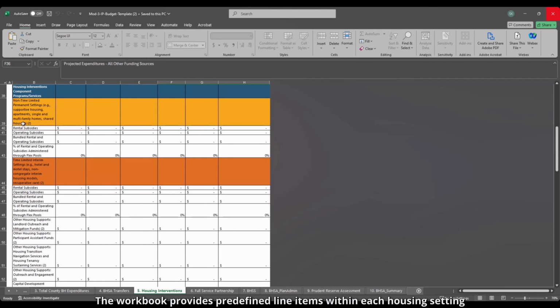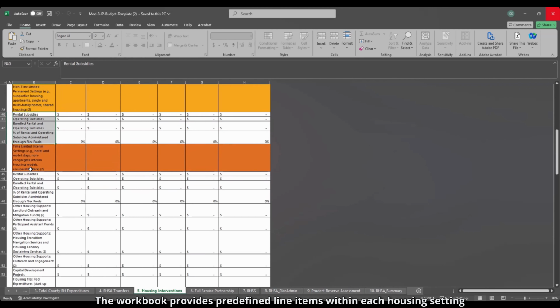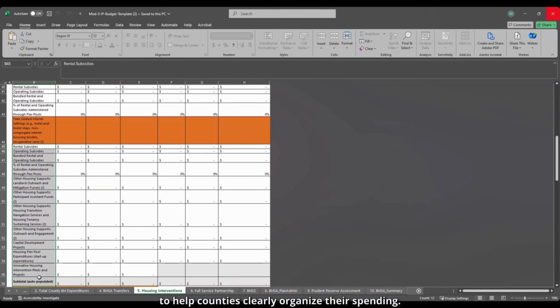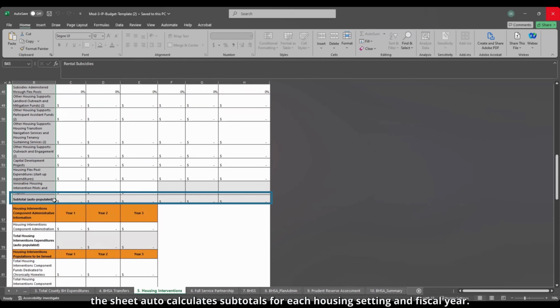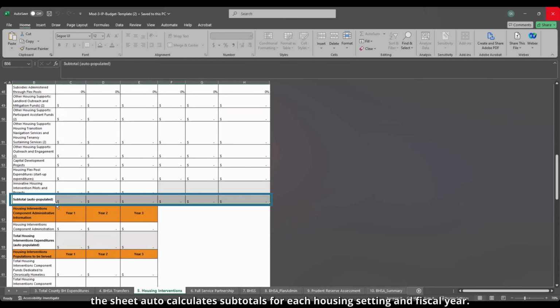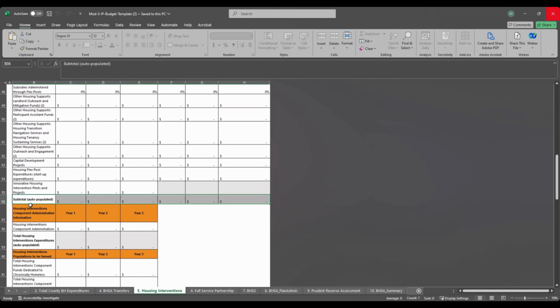The workbook provides predefined line items within each housing setting to help counties clearly organize their spending. After entering expenditures for all applicable activities across all 3 years, the sheet auto-calculates subtotals for each housing setting and fiscal year. This helps counties verify internal totals and ensures consistency when reviewed at the state level.